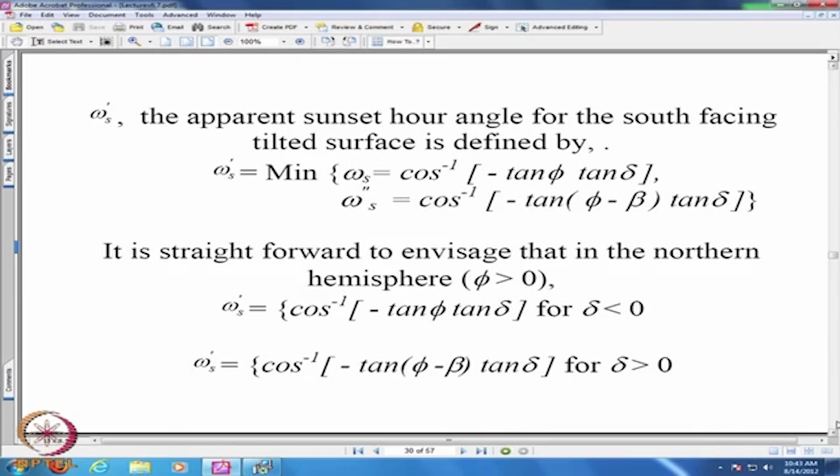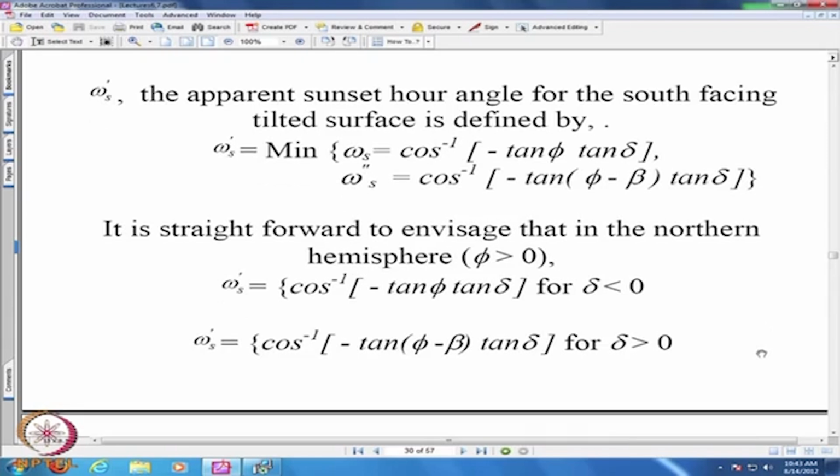In other words, when delta is positive, the surface receives only a part of the day's duration of sunshine, whereas in winter, or rather if declination is negative, it receives all the time the sun is above the horizon. So, this is an advantage of negative declination, though in general the duration of sunshine is lesser.